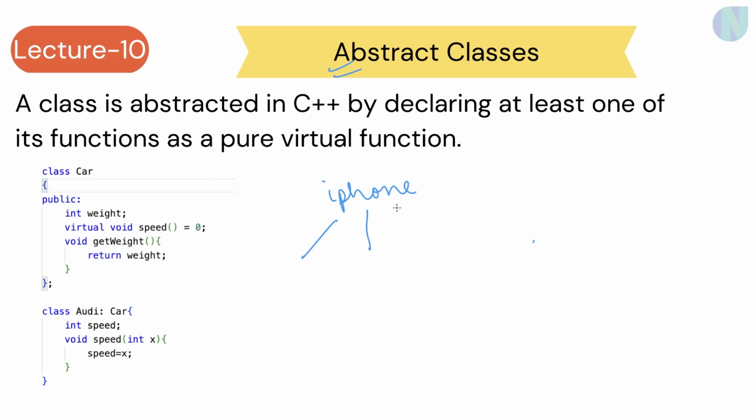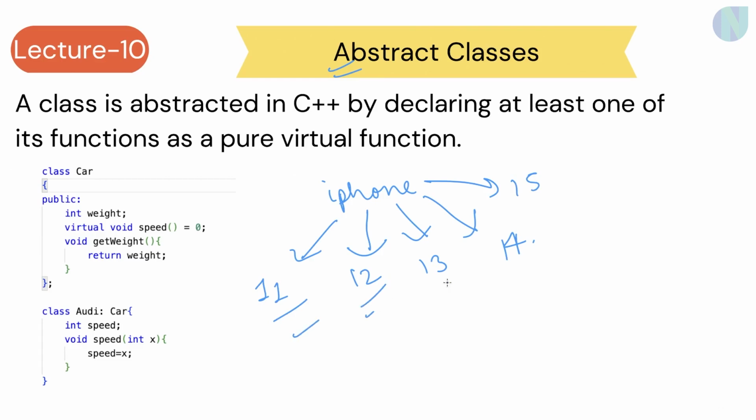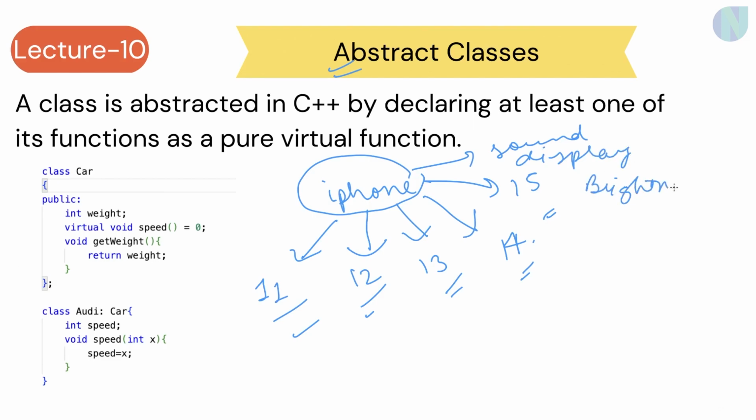Okay, to understand abstract classes in a better way, let's take an example of iPhone. So basically there are many versions of iPhone which are coming into the market, like iPhone 11, iPhone 12, iPhone 13, iPhone 14, and most probably iPhone 15 will also come. Now iPhone would have some properties like sound, display, brightness, and much more, and some properties like version, features, and much more. Now consider this property, features. So basically iPhone would have many features.